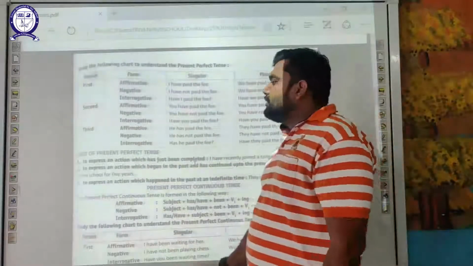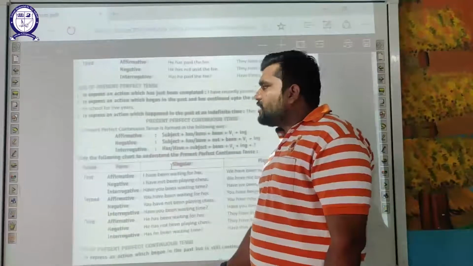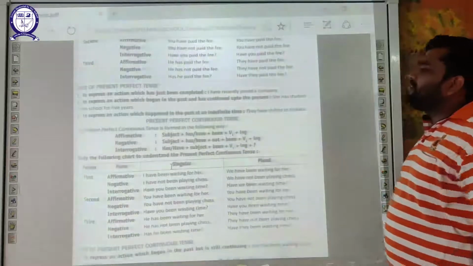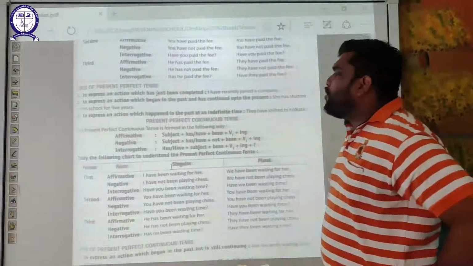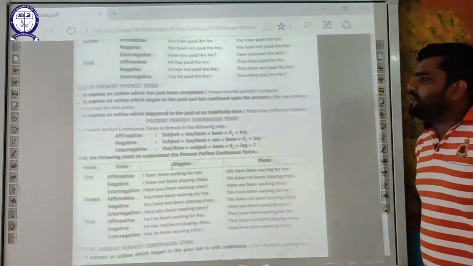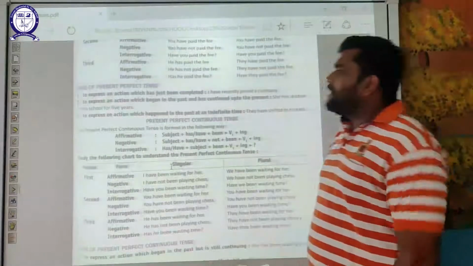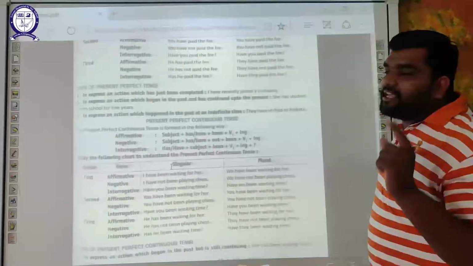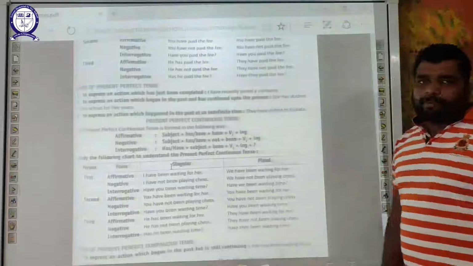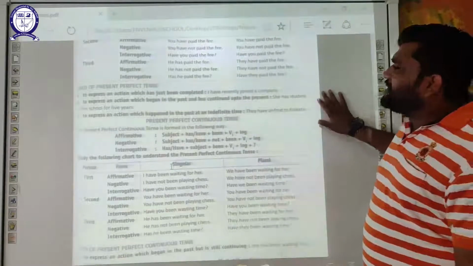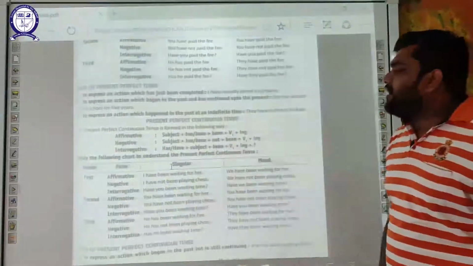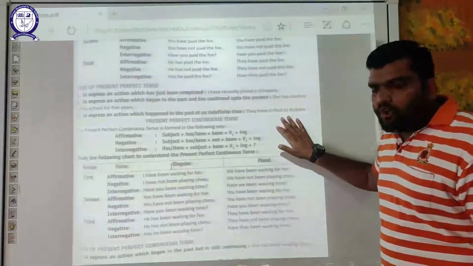Okay, formation. Now using perfect tense, present perfect tense to express an action which has just been completed. I have recently joined a company. To express an action which began in the past and has continued up to the present. She has studied in this school for 5 years. To express an action which happened in the past and at an indefinite time. They have shifted to Kolkata.